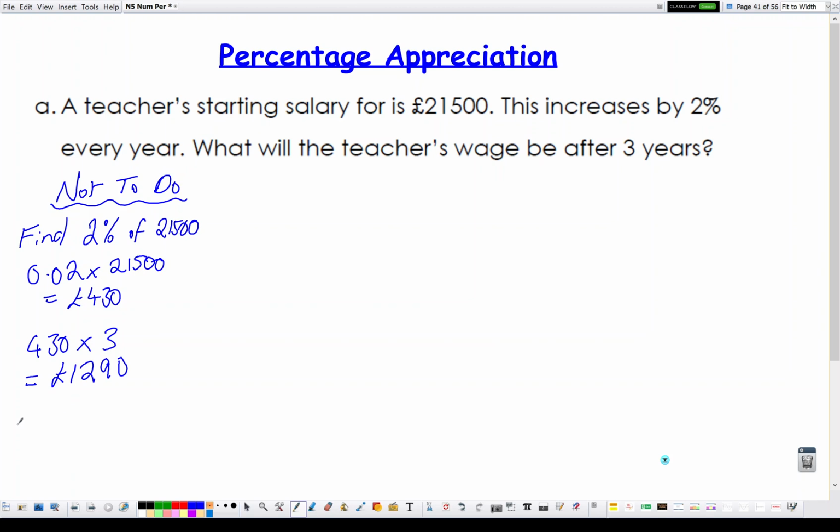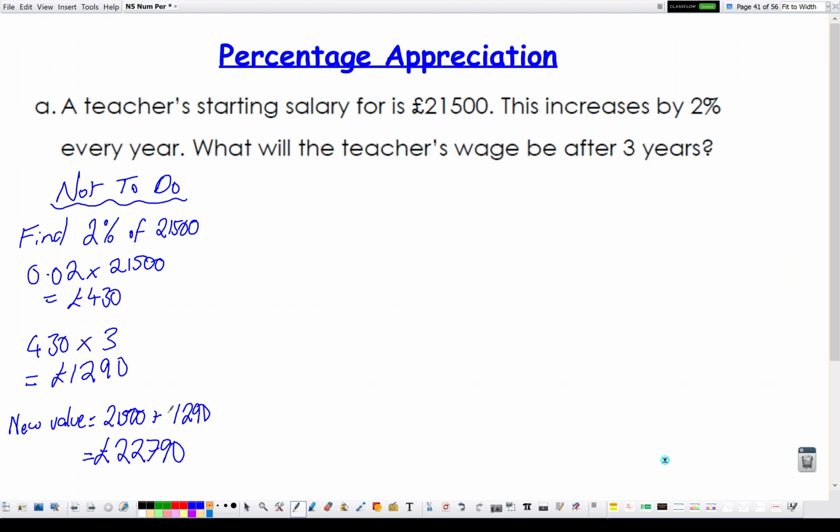So then the new value is 21,500 plus 1,290, and that gives me a final value of 22,790. That's what most people at first think you do. You find 2%, and because it's increasing over 3 years, you just times that increase by 3 and then add it on. That would be simple interest, if you like, simple increase, but that's not how it actually works when you increase something by a percentage year after year.